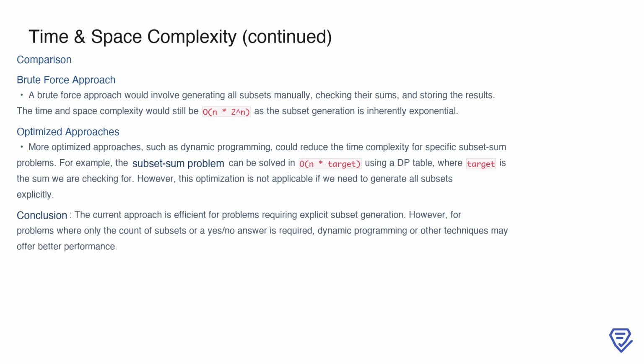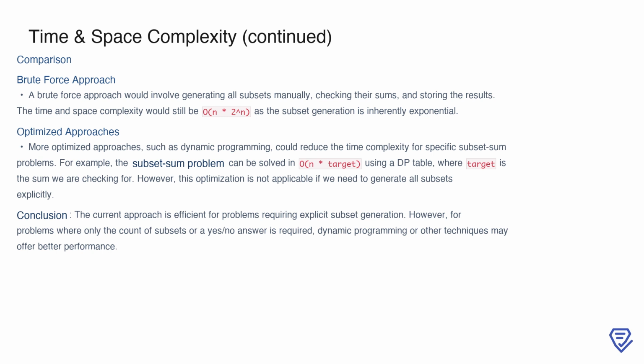However, for certain subset sum problems where explicit subset generation isn't required, optimized approaches like dynamic programming can significantly reduce time complexity. For instance, using a DP table, the subset sum problem can be solved in n * target, where target is the sum being checked. This optimization is not applicable here, as we need to explicitly generate all subsets. Thus, the current approach is well suited for problems that require complete subset enumeration.